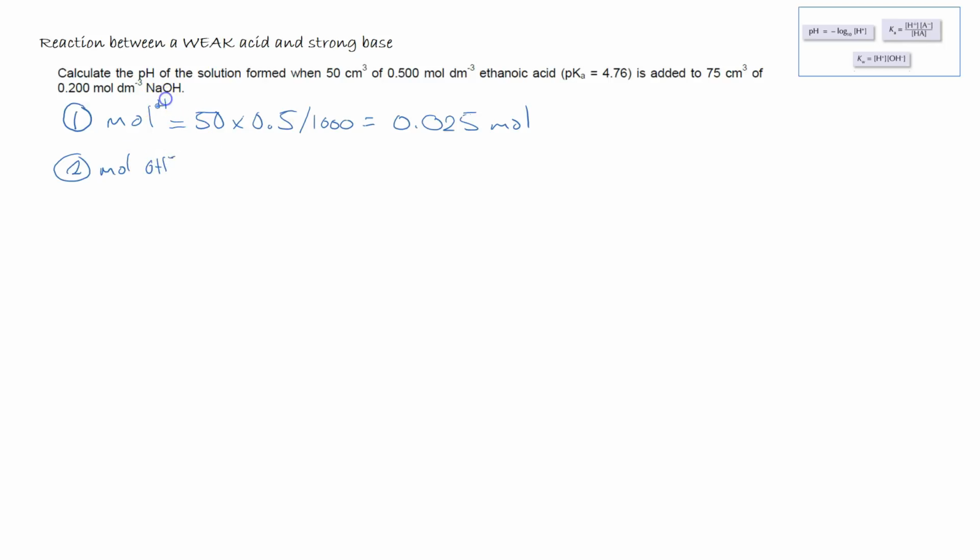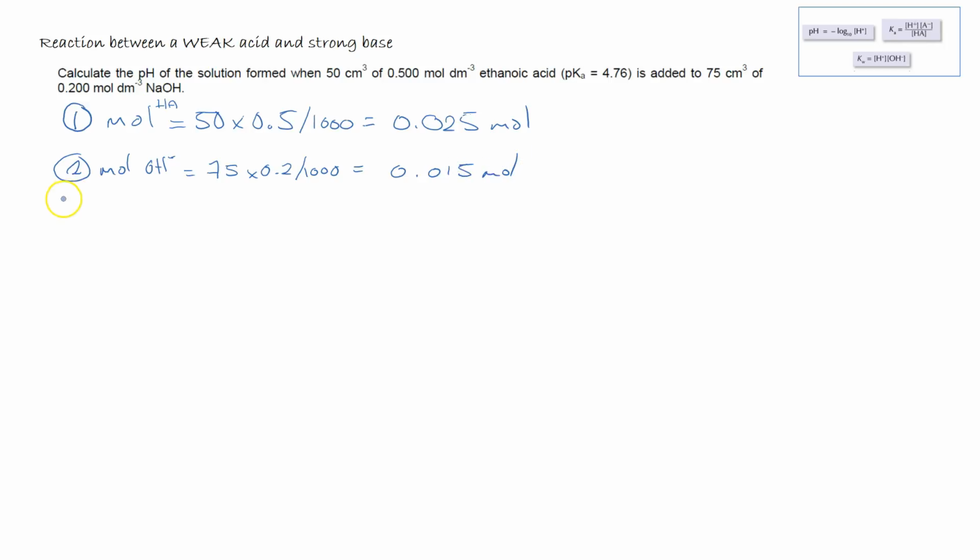The second step then is to calculate the moles of OH minus. Apologies, this should say moles of OH minus here, which is equal to the volume times concentration, 75 times 0.2 divided by 1,000, and that gives a value of 0.015 mole.